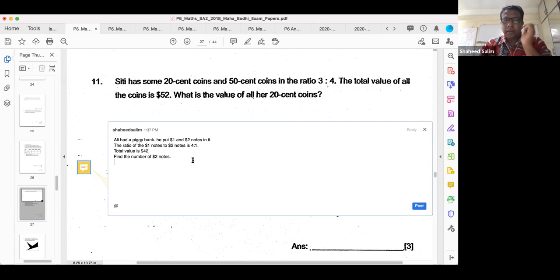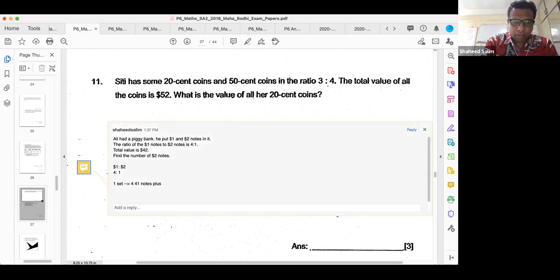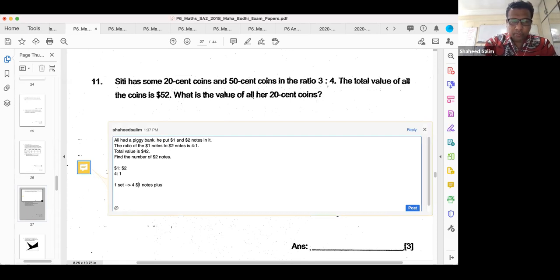Okay, they tell you now the $1 notes to $2 notes is what? 4:1. Means we think in terms of set. We think in terms of set. One set is what? 4 $1 notes plus 1 $2 note.